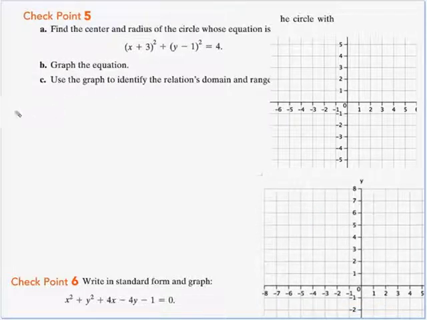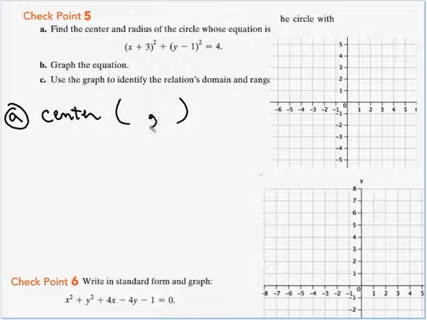Okay. Well, for part A, we want to find the center, and that's going to be a point, and we want to find the radius. So here is a plus 3. That means my center will have a minus 3, and there's a minus 1, so my center will have a plus 1. This is my radius squared, so if I square root it, I get a 2. And let's graph it. Center's at negative 3, up 1. And from there, our radius is 2. Down 2, left 2, up 2, right 2.